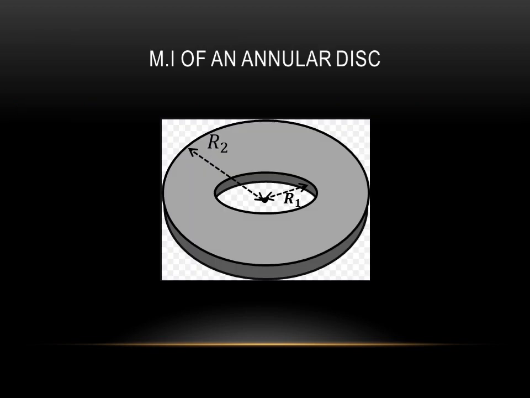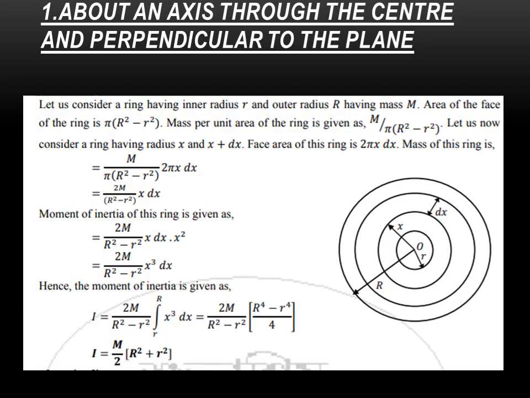Now we'll calculate the moment of inertia of an annular disk. This is just a demo picture of an annular disk which has an inner radius small r and outer radius capital R. So this is the shape of an annular ring. Here we are going to calculate the moment of inertia of an annular disk of inner radius small r and outer radius capital R. The total area of this annular disk is given by pi into capital R square minus small r square.